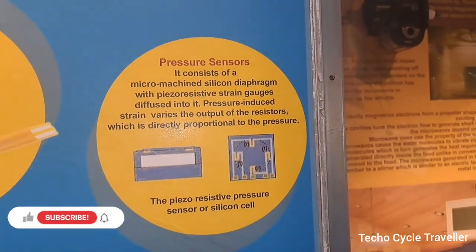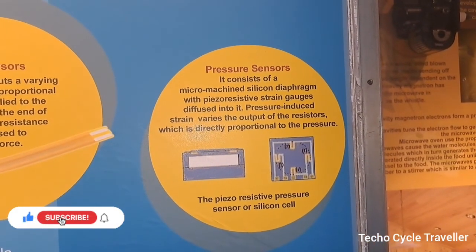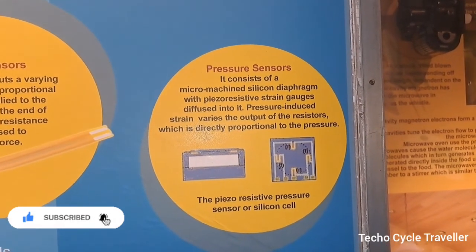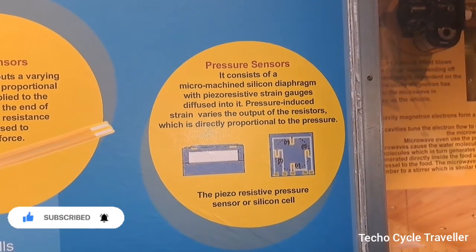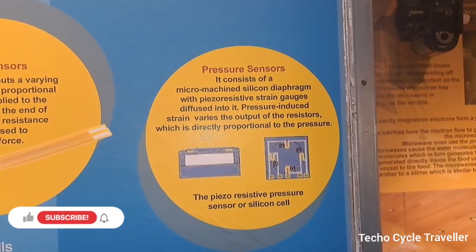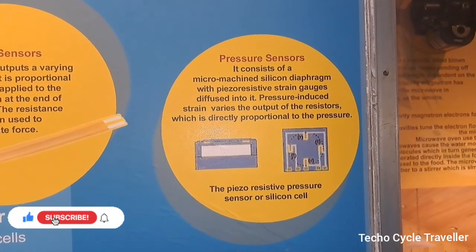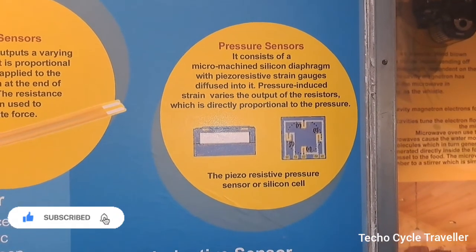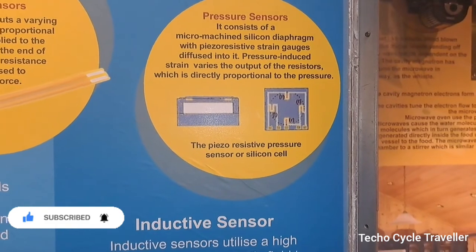Pressure sensor. It consists of a machined silicon diaphragm with resistive strain gauges diffused into it. Pressure induced strain varies the output of the resistors, which is directly proportional to the pressure. The piezoresistive pressure sensor or silicon cell.